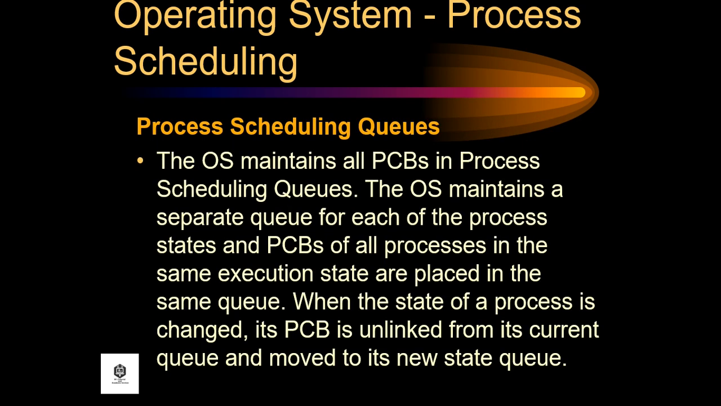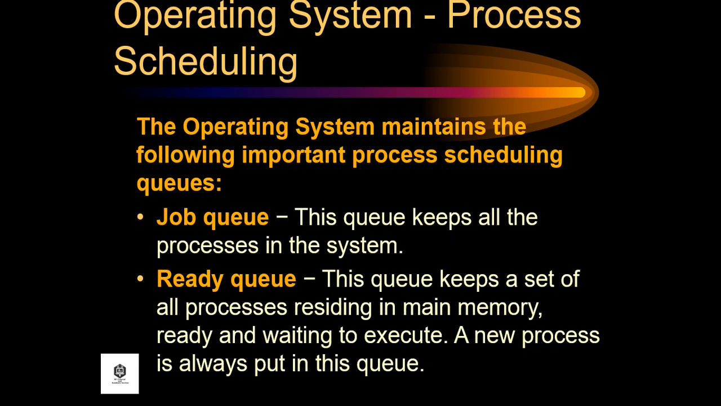The process scheduling queues. The OS maintains all PCBs in the process scheduling queues. The OS maintains a separate queue for each of the process states, and the PCBs of all processes in the same execution state are placed in the same queue. When the state of a process is changed, its PCB is unlinked from its current queue and moved to its new state queue. The operating system maintains the following important process scheduling queues, such as the job queue.